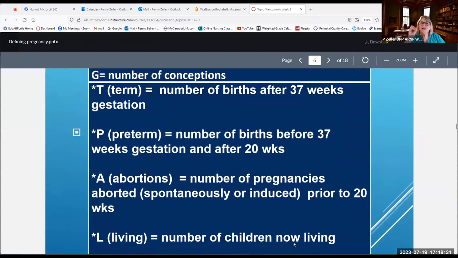So then we have a way of categorizing a woman's pregnancies. Now you have a practice sheet I posted for you, some examples of how to do this. So we ask a client, how many times have you been pregnant? No matter what the outcome was, whether it was a miscarriage, an abortion, or full term or preterm, how many times have you conceived? And that's the G. So what we'll end up with is five numbers. The number of G, the number of T.